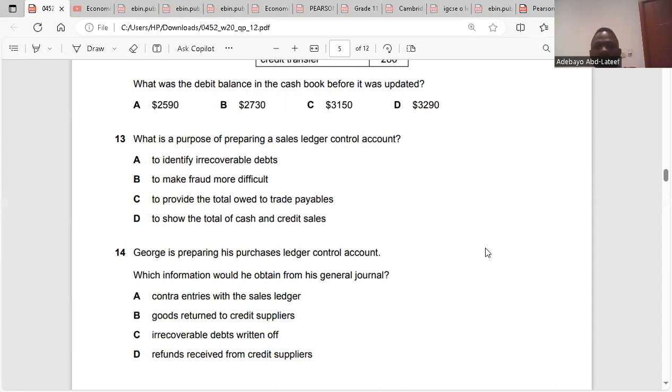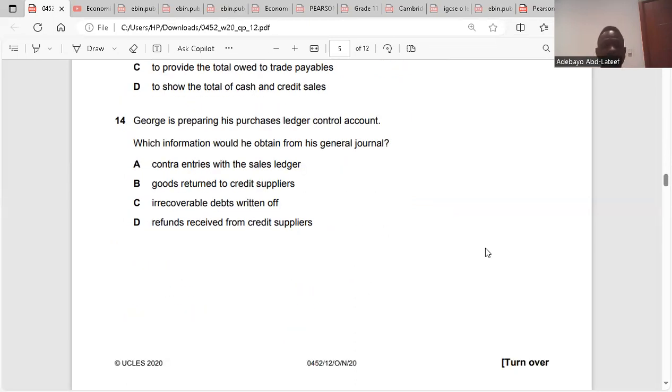What is the purpose of preparing a sales ledger control account? Yeah, to make fraud difficult, to avoid fraud. B. Clear. What did you choose? D. To show the total cash and credit sales. No. Control account. Question 14.